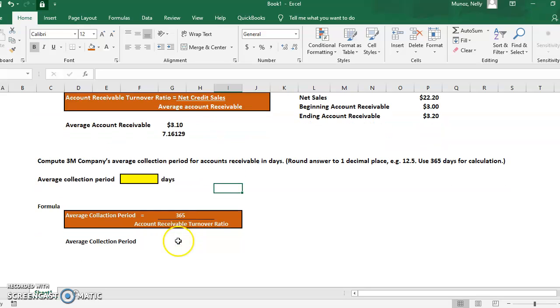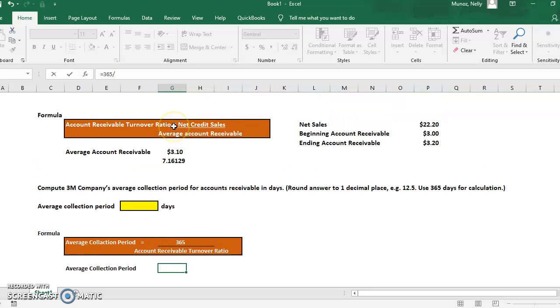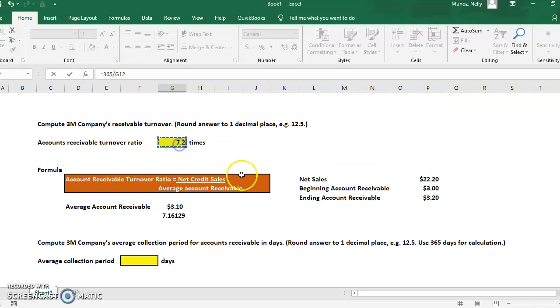The second part of this says that we must find the average collection period in days. I put the formula here as well. It says that the average collection period is 365, which is the days of the year, divided by the accounts receivable turnover ratio. And we already have that information. So we're just going to put 365 divided by our ratio.